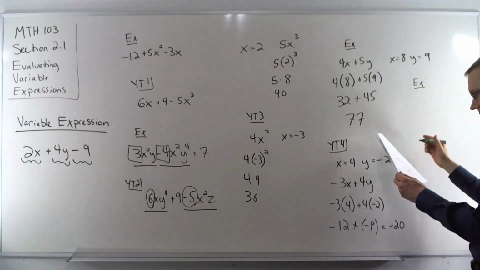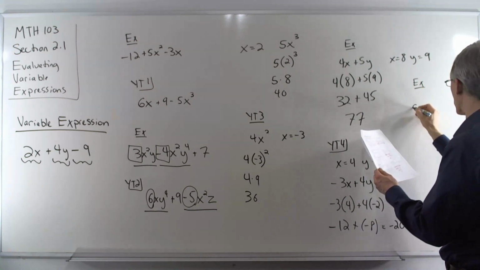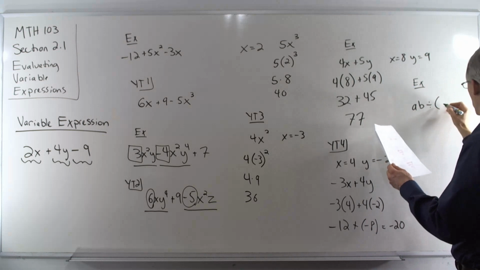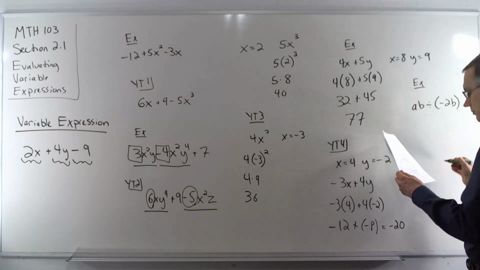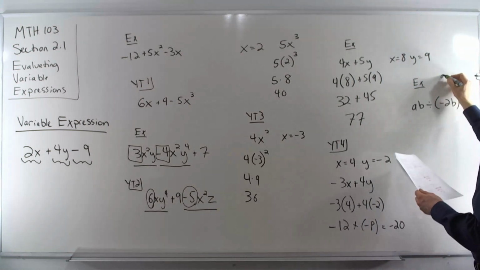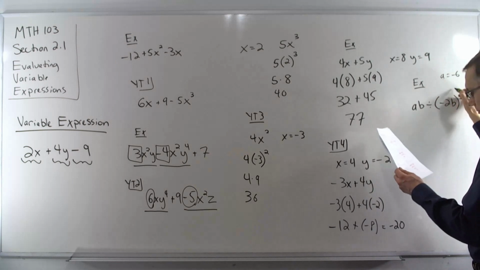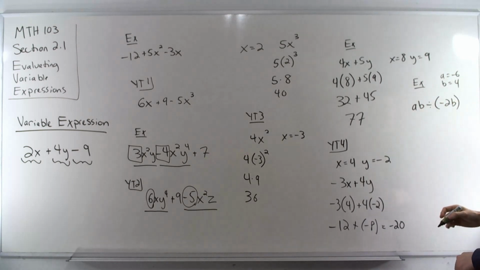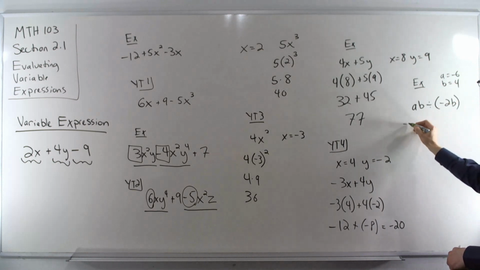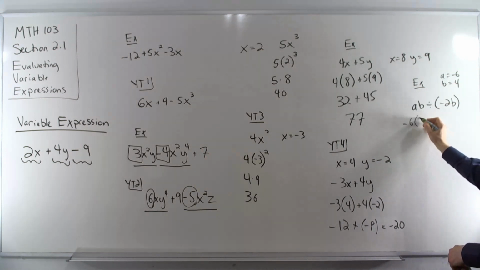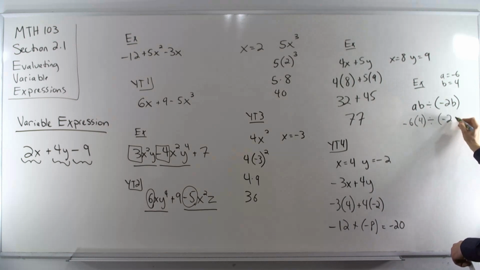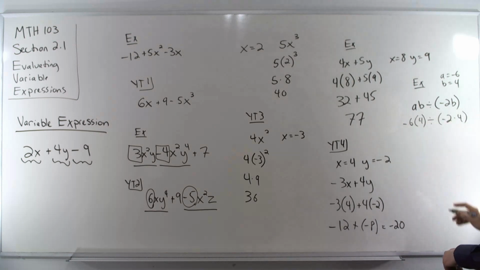Next example, we're going to evaluate ab divided by -2b when a equals -6 and b equals 4. Now plugging these in, we got -6 times 4 divided by -2 times 4.